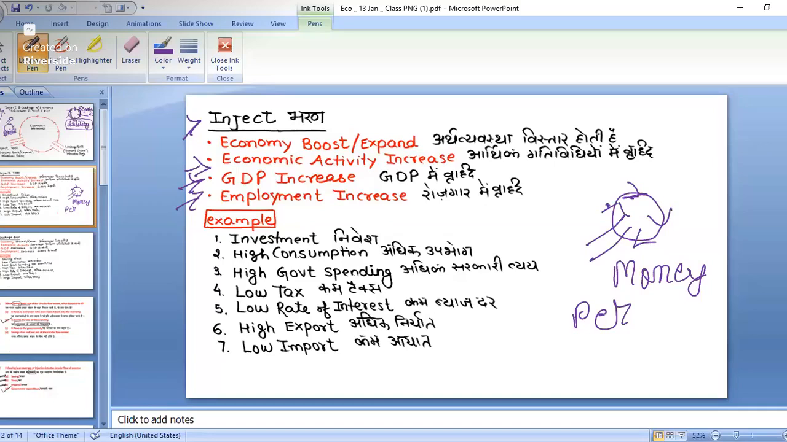When we have the injection, there is one more thing: the money supply will also increase. If we inject something, there will be an economic boost, so the money supply will increase. All these things can be understood by these examples.